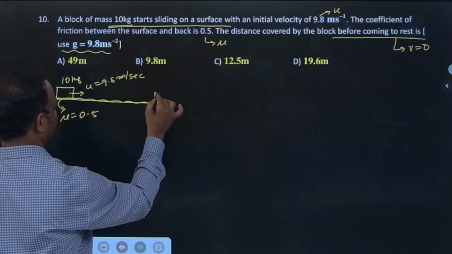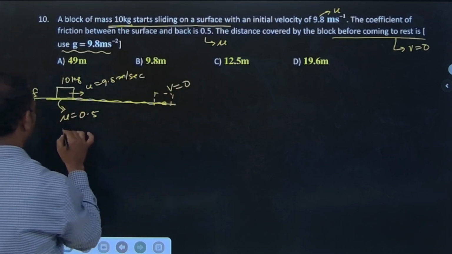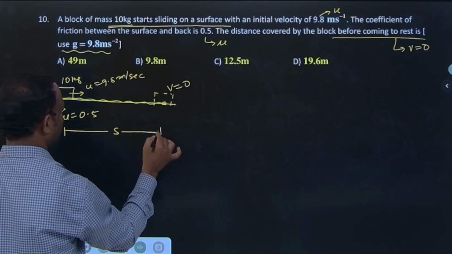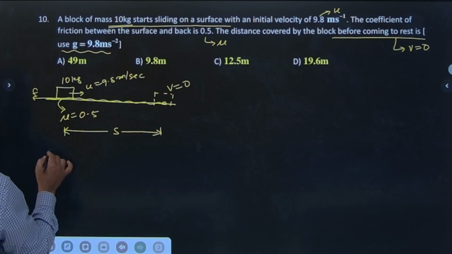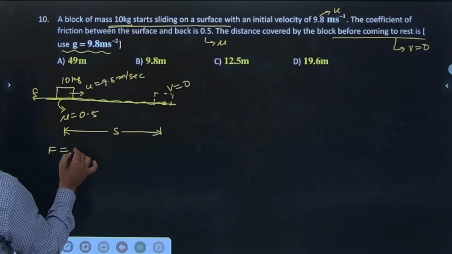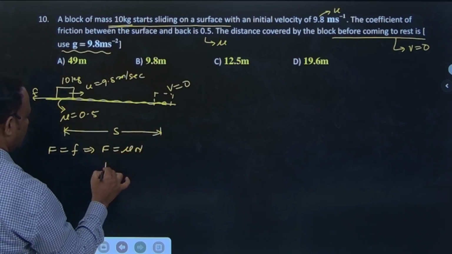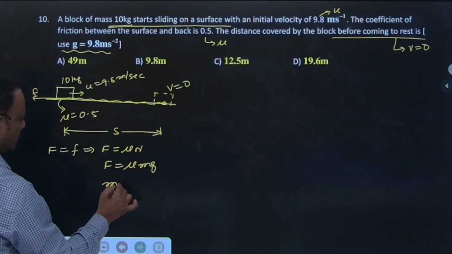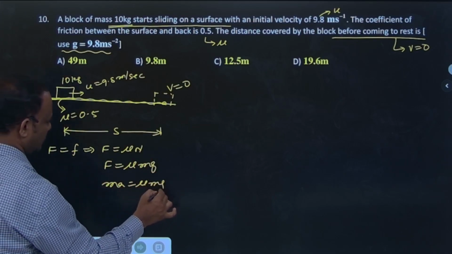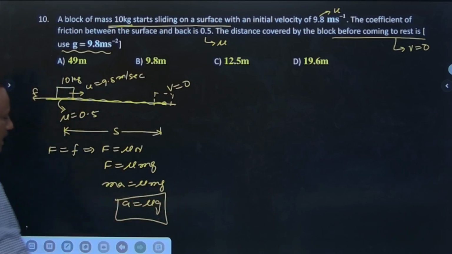For example, it came from here to here. The final velocity V is equal to 0, and the distance traveled is S. When it is tending to move, the frictional force F is equal to mu into N, which is mu mg. So ma is equal to mu mg, and the acceleration a is equal to mu into g.